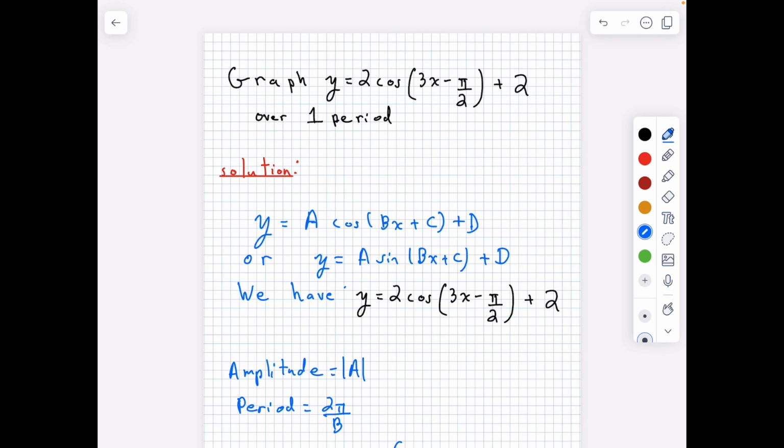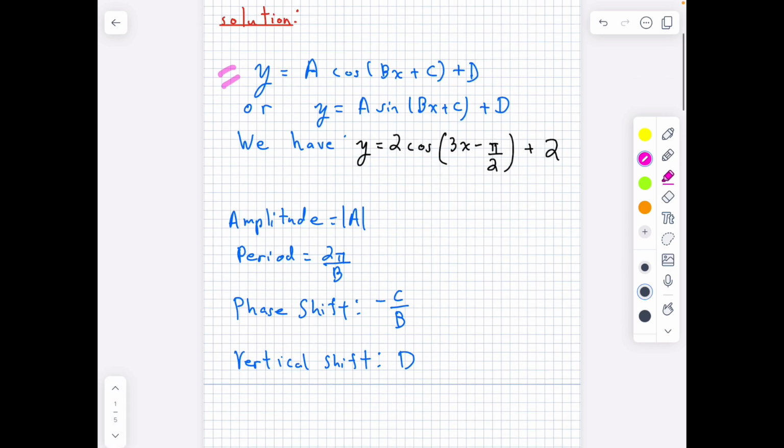First thing I'd like to do is to look at these two equations here. y equals a cosine quantity bx plus c plus d, and y equals a sine quantity bx plus c plus d. These are like your standard equations when you're graphing trig functions. Each of these letters represents something, okay? Let's go over that real quick. So you have what we call your amplitude, your period, your phase shift, and your vertical shift, okay?